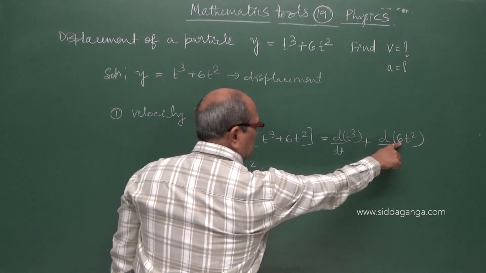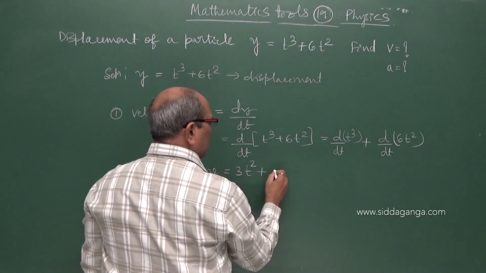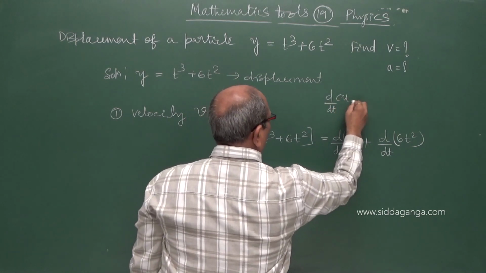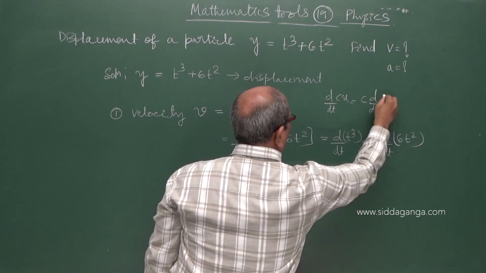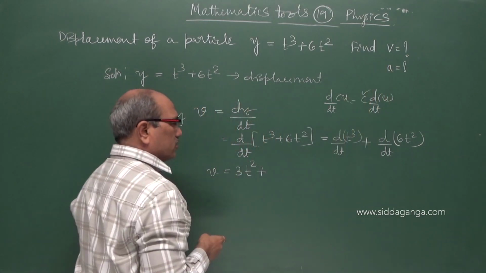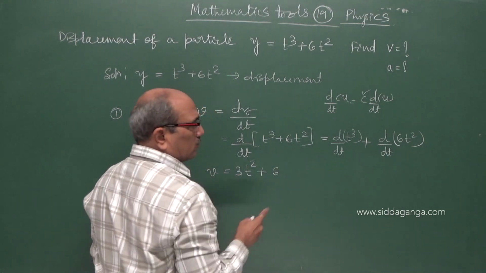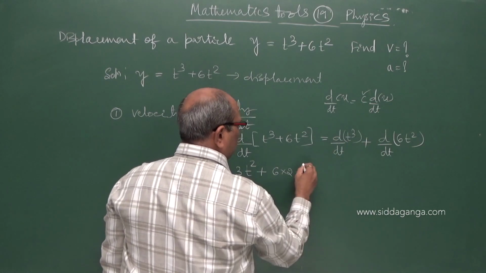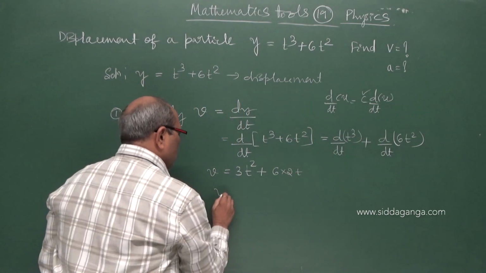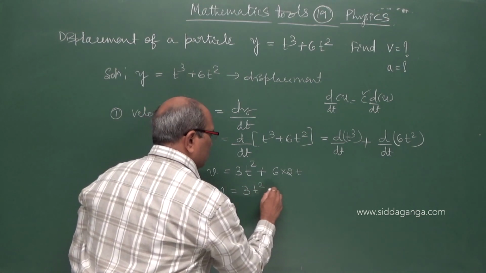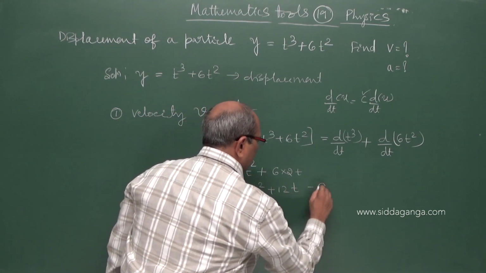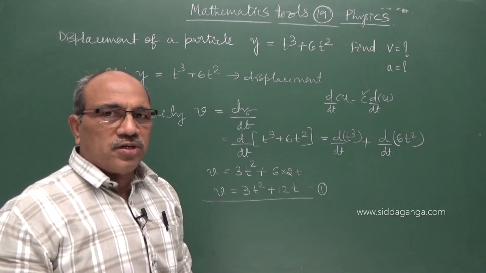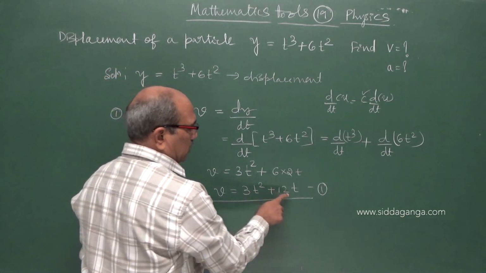Plus 6, the constant, stays as it is, because I gave you the relation d by dt of c u equals c into d by dt of u, where c is a constant. So take c out. For t square, again taking 2 into t, 2 power minus 1 is 1, so 2t. So velocity can be written as 3t square plus 12t. One answer we got. What did they ask? Find the velocity of the particle. We got 3t square plus 12t.